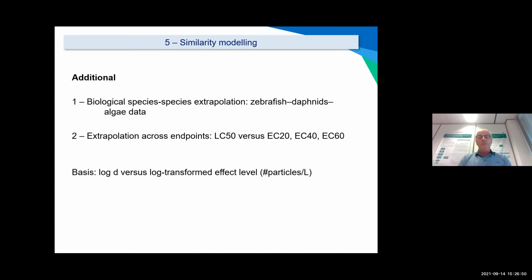And now the same approach can be followed not only for zebrafish embryos, but we also have similar data for daphnids and algae, for instance. It's also possible to use the same approach to make predictions for different endpoints. So it doesn't only work for LC50 values as shown in this example, but also for EC20 values, EC40, EC60, etc. And in all cases, the basis of the similarity modeling is the relationship between the log of the diameter and the number of particles after log transformation, causing a certain effect level, EC20 up till LC50 or EC50.